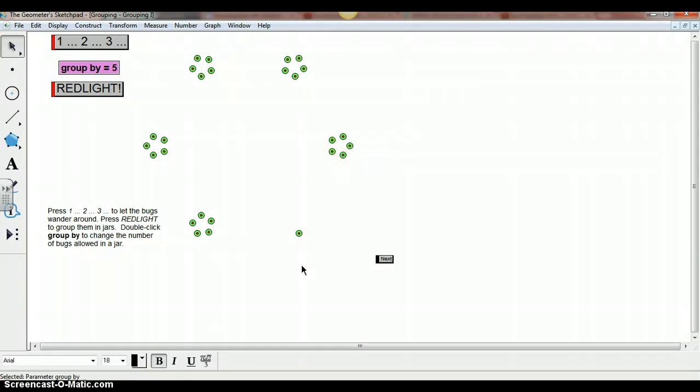So this is a great way for students to realize how we can evenly group a number in how many different ways, or in no ways at all, depending on if it's a prime number. So if there are 11 little dots running around, we can only make one group of 11 or 11 groups of 1. So I think it's very important for students to begin to learn how to group using this GSP model.